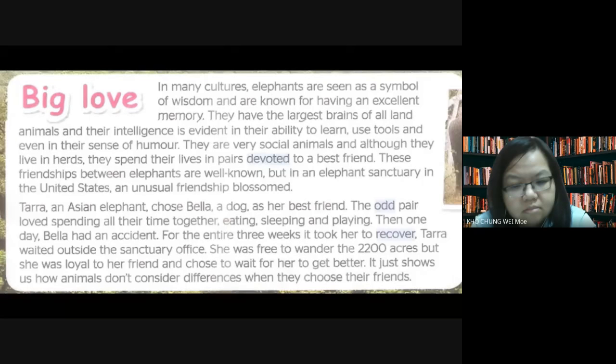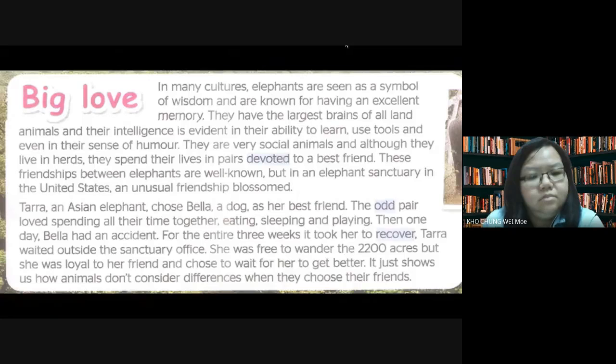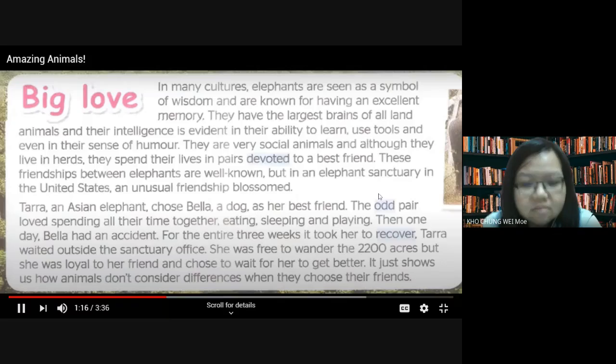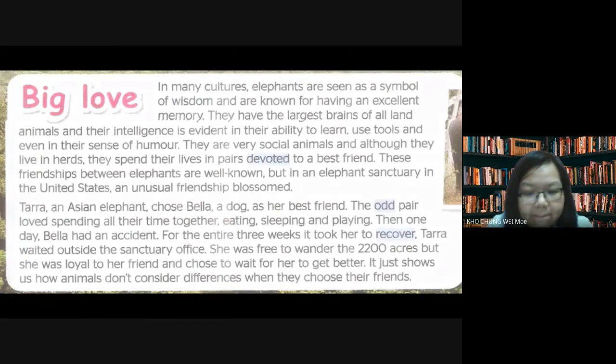The odd pair loved spending all their time together, eating, sleeping, and playing. Then one day, Bella had an accident. For the entire 3 weeks it took her to recover, Tara waited outside the sanctuary office. She was free to wander the 2,200 acres, but she was loyal to her friend and chose to wait for her to get better. It just shows us how animals don't consider differences when they choose their friends.